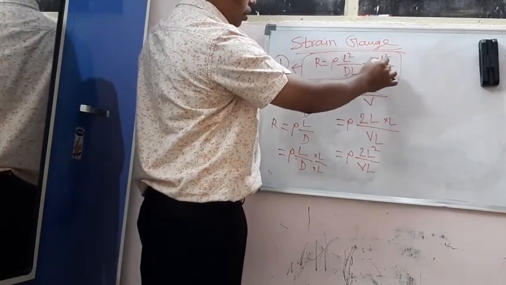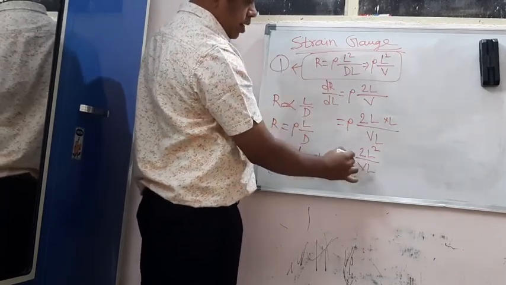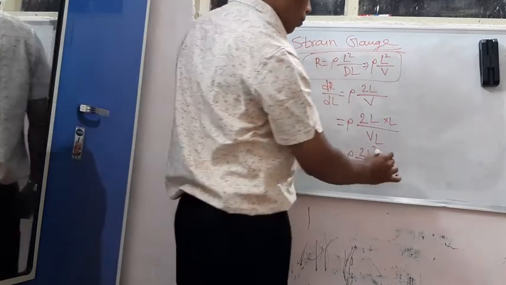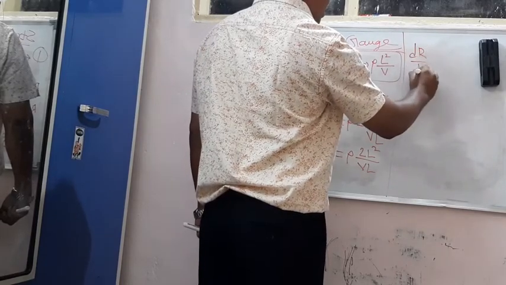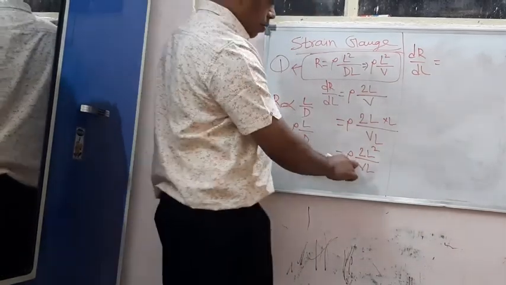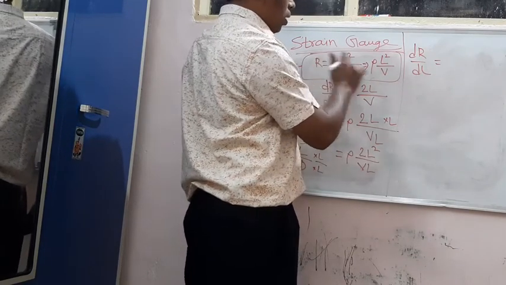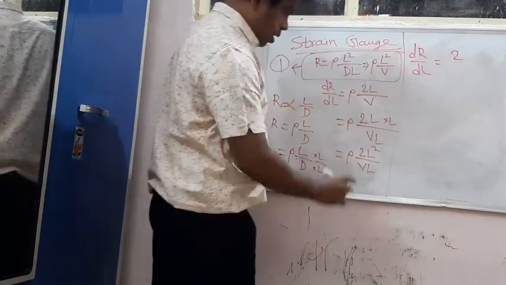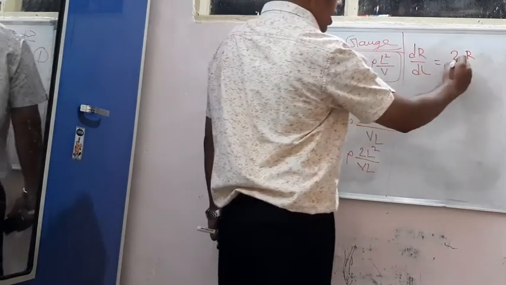So you can substitute equation 1, that is instead of rho L squared by V, you can write it simply as R. So dR by dL equal to, instead of rho L squared by V, I am going to write it as R. And 2 remains there, 2R divided by L.